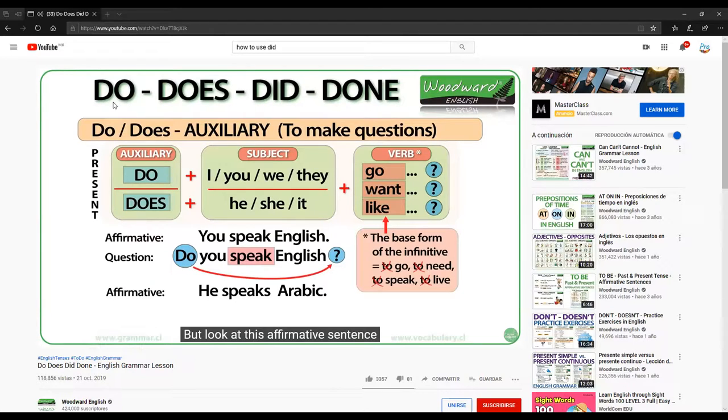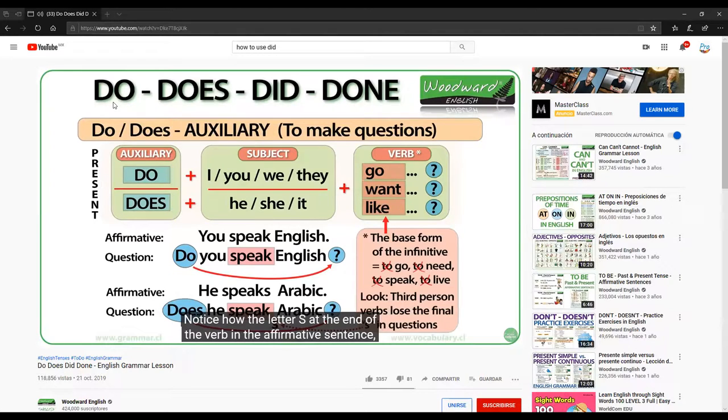But look at this affirmative sentence. He speaks Arabic. To make this a question, we say, does he speak Arabic? You can see that we add does at the beginning when the subject is he, she, or it.